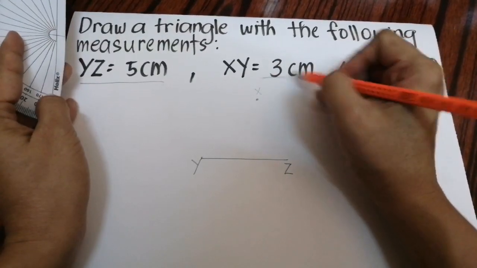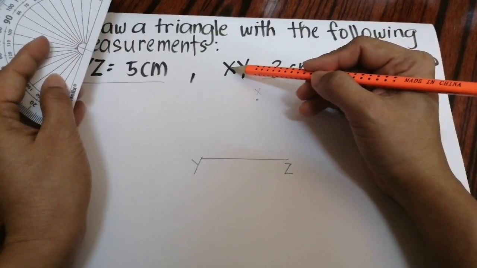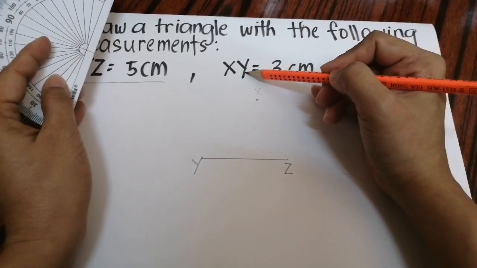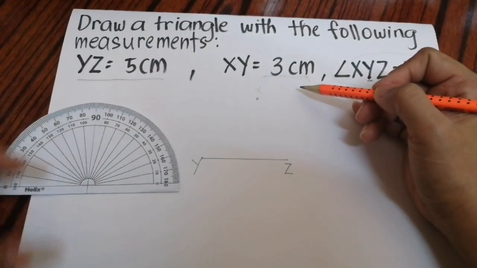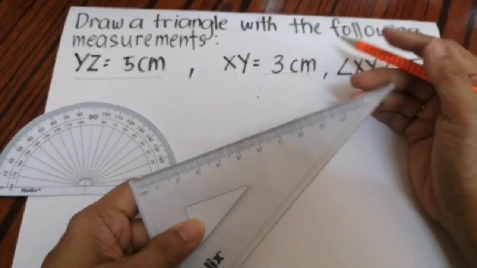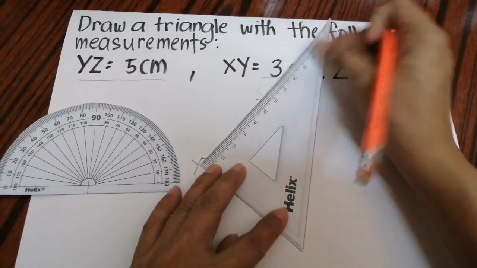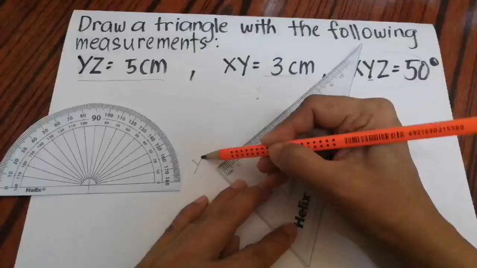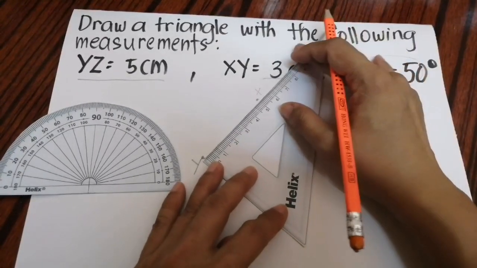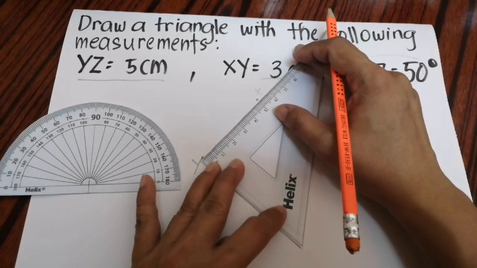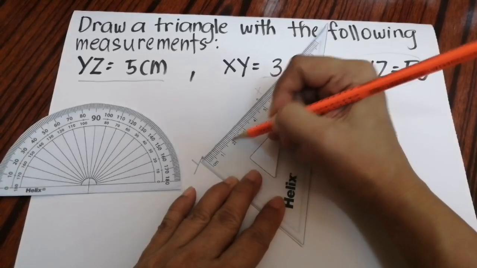Let us connect X and Y together, but this should measure 3 cm. So we will be needing our ruler with the cm. It should be 3 cm. You just align the vertex Y with X, but make sure that you only measure 3 cm. So 3 cm is until here only. So 1, 2, 3.